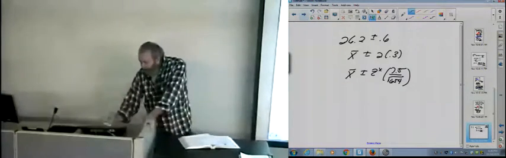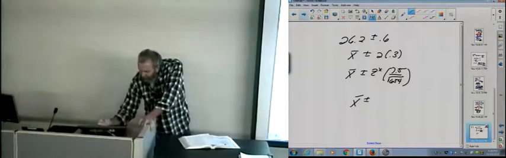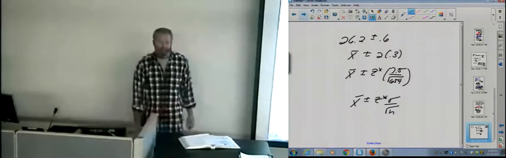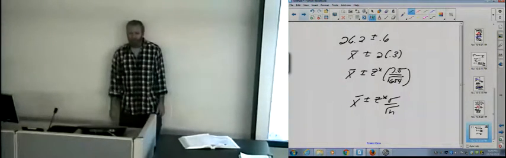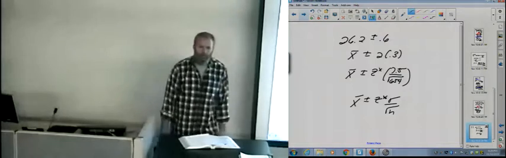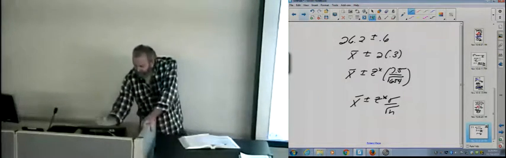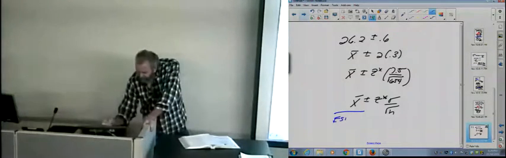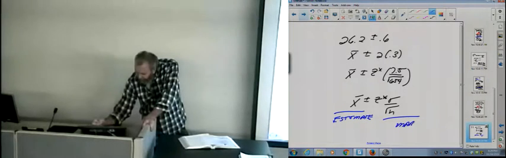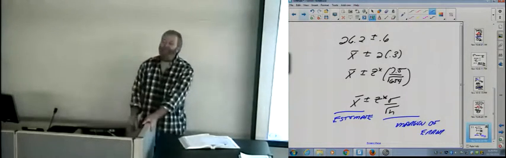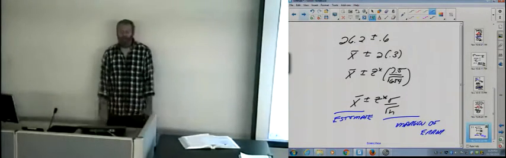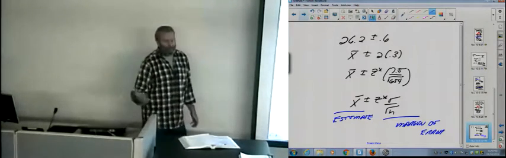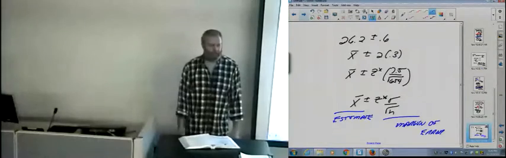Right? So what do I have here? I got X bar plus or minus Z star sigma over the square root of n. There is your formula for a level C confidence interval for mu. Here is your estimate. Your statistic is your estimate. This is your margin of error. That Z star, which comes from the confidence level, the sigma comes from the problem, the n comes from the problem. That's your estimate plus or minus your margin of error.